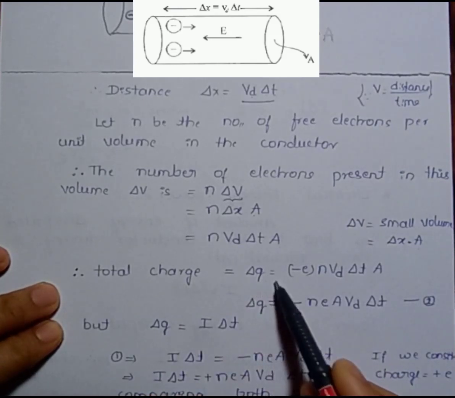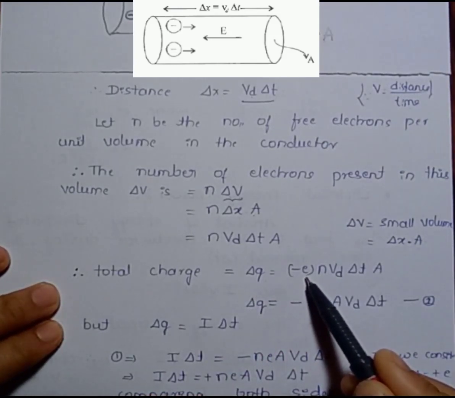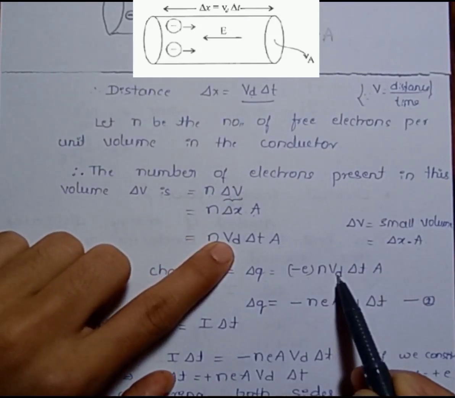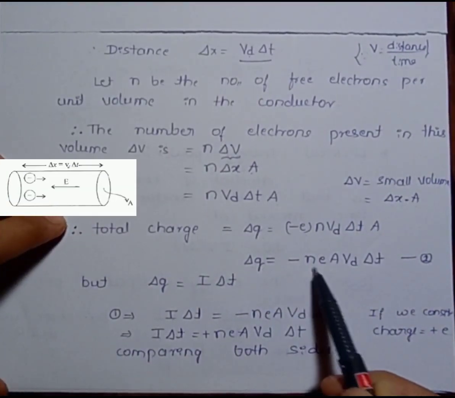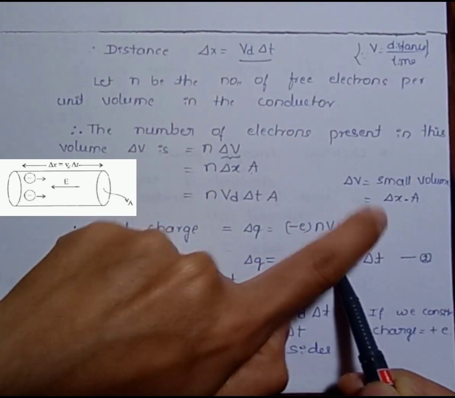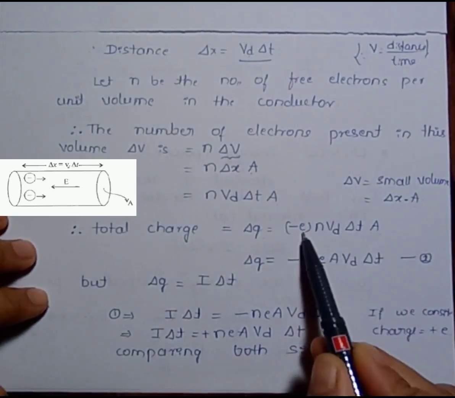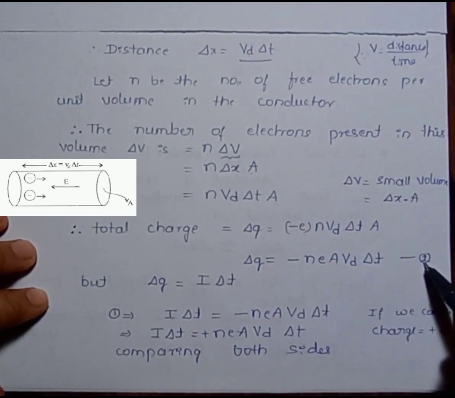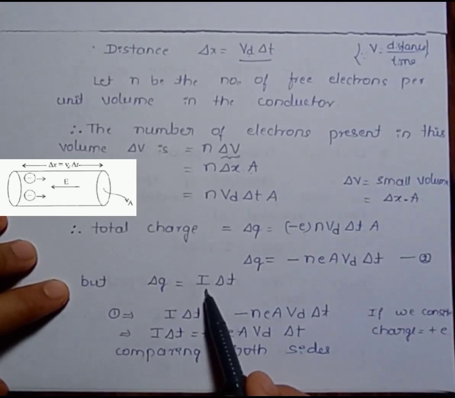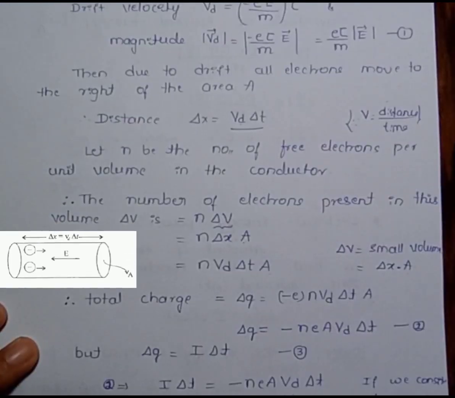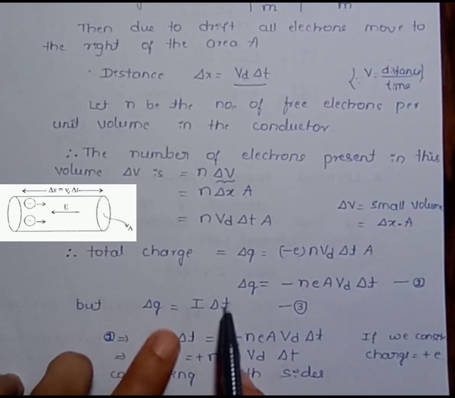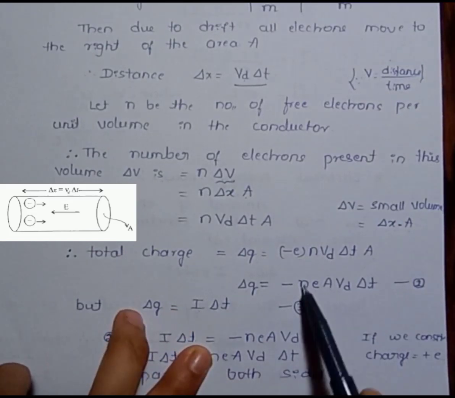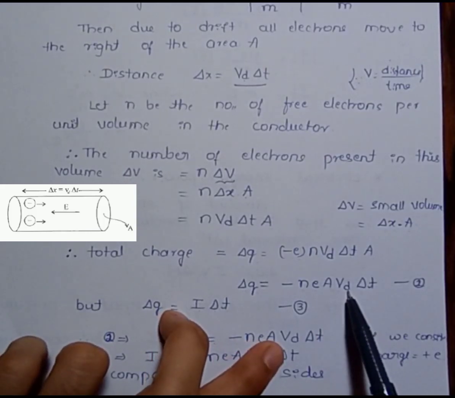Therefore, the total charge delta Q is equal to minus e, the charge of the free electrons, into n Vd delta t into A, and it becomes delta Q equals minus n e A Vd into delta t. I rearranged that expression and took it as equation 2. But delta Q equals I into delta t, equation 3. From equation 2 and equation 3, I into delta t is equal to minus n e A Vd into delta t.